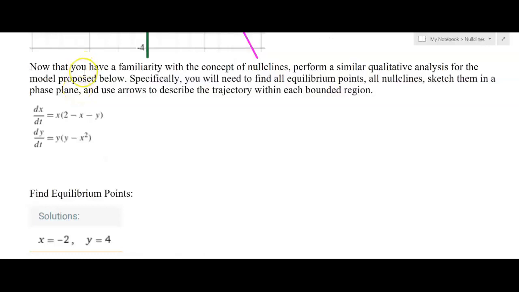So now that we have a familiarity with the concepts of nullclines, we're going to perform a similar qualitative analysis for the model proposed below. Specifically, we need to find all equilibrium points, all nullclines, sketch them in a phase plane, and use arrows to describe the trajectory within each bounded region.